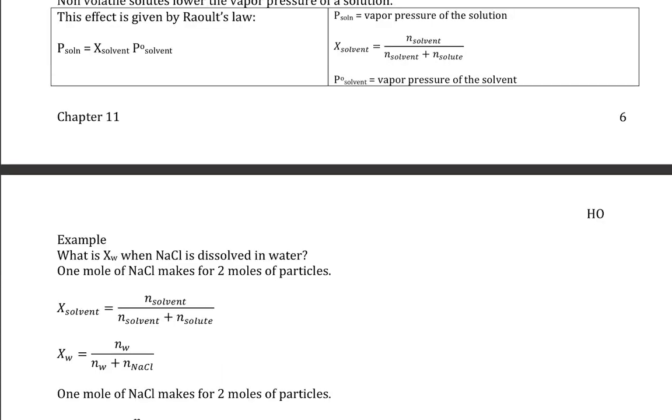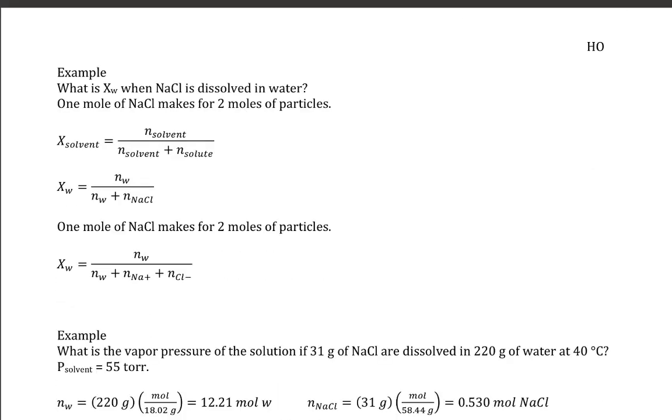Okay. Example. What is the mole fraction of water when we have sodium chloride dissolved in water? Realize that 1 mole of sodium chloride makes for 2 moles of particles. It makes for a mole of sodium ions and a mole of chloride ions, and what matters is the total number of particles, so that gives us a total of 2 moles of particles per 1 mole of the NaCl.